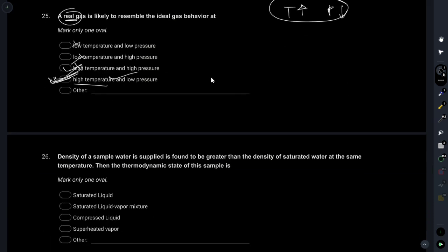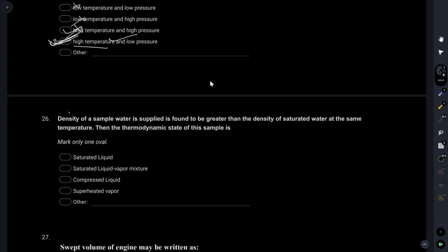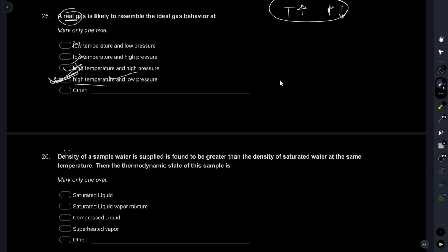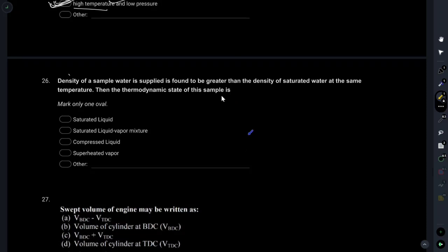Next, let us try to understand it very properly. The density of a sample water supplied is found to be greater than the density of saturated water at the same temperature. Then what is the thermodynamic state of the sample? Let's draw the property diagram between temperature and specific volume. We'll get some curve like this.